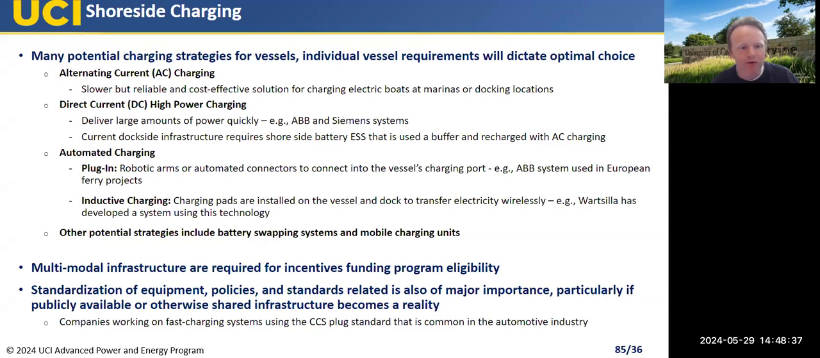Just noting that multimodal infrastructure is going to be required for incentives funding eligibility. And then the other thing that's important is standardization, equipment policy standards. This isn't just true for commercial harbor craft. This is true for anything that you're trying to electrify, trucks, off-road equipment. Standardization is really important. If there's a wide range of different plug types and standards, it gets very complicated. And that's especially important if there's any type of public or shared infrastructure where different vessels are using it.